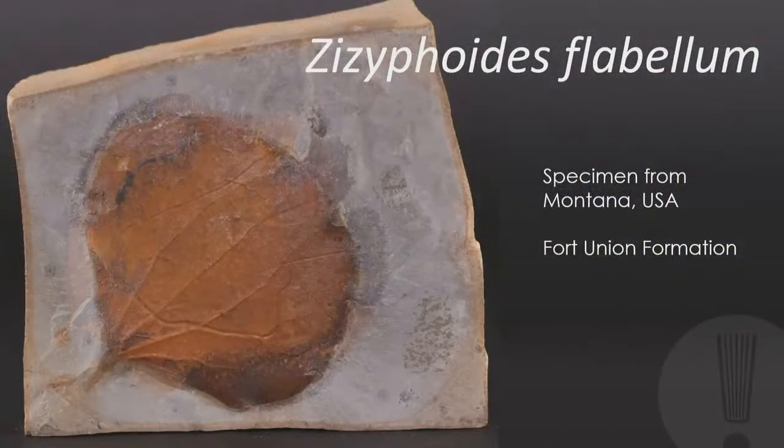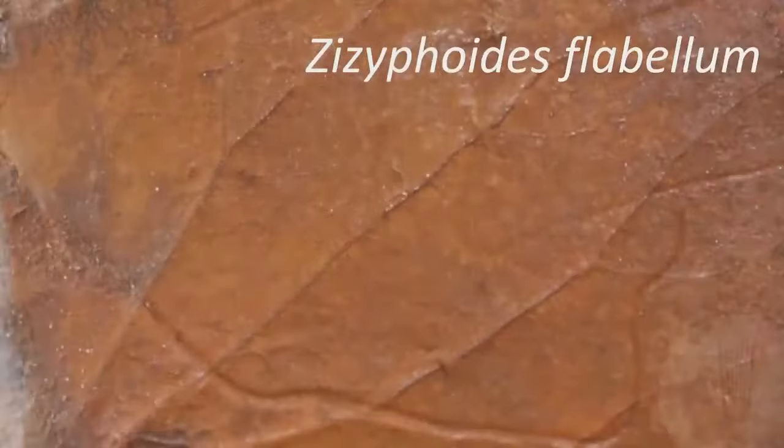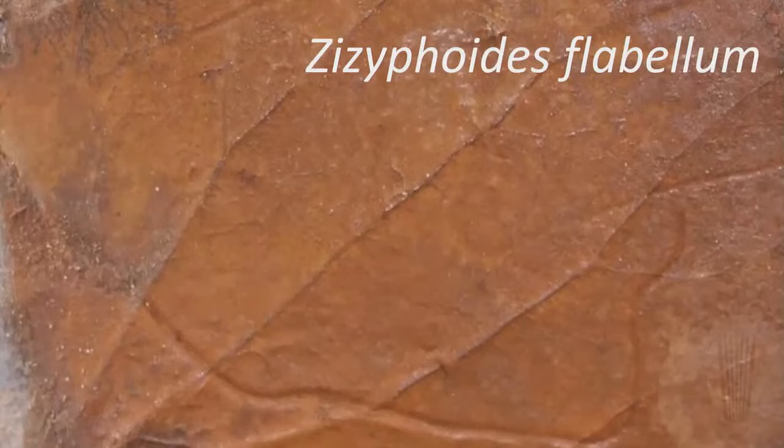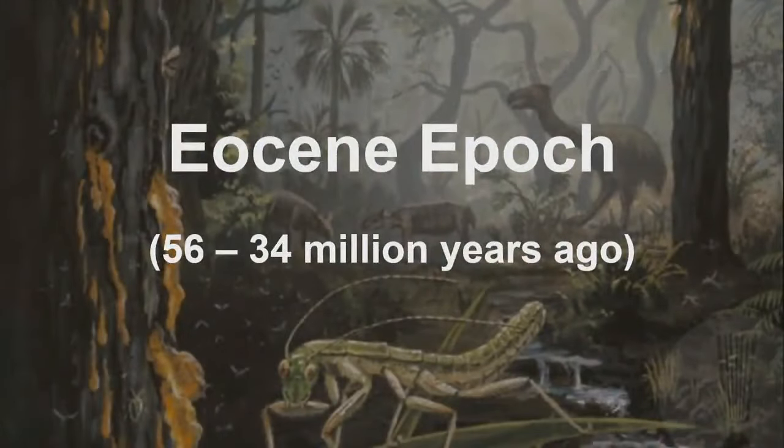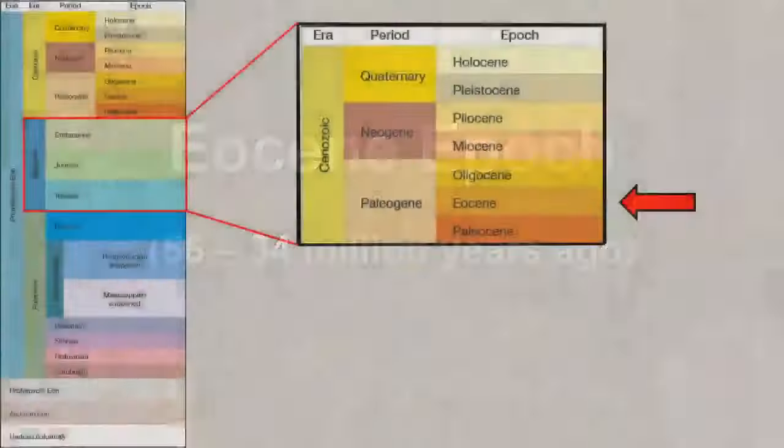Ziziphoides flabellum, a specimen from Montana. I also have that up there on the table. Interesting about this one, you can kind of see some of those parts of the leaves. In the Eocene epoch, 56 to 34 million years ago, look at that resin coming out of that tree in that picture.